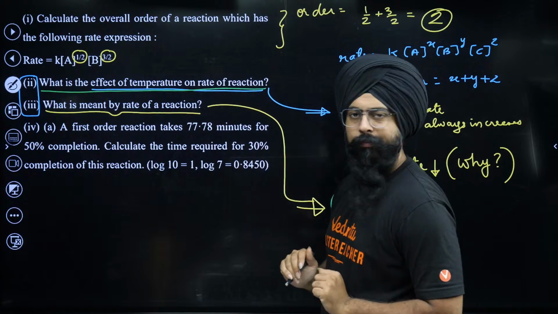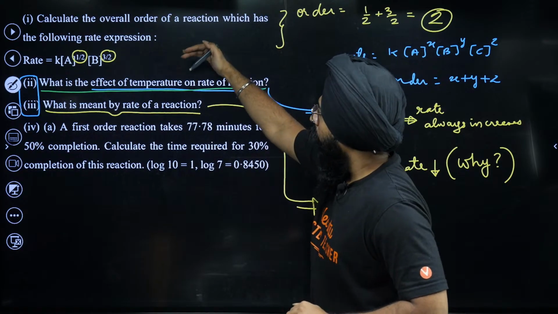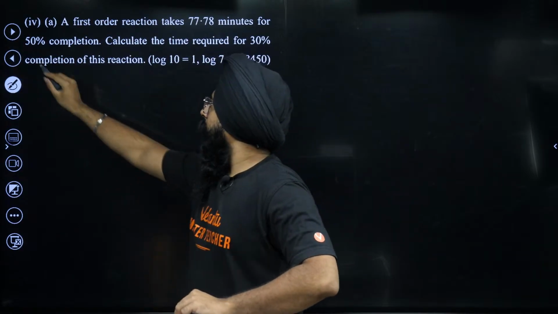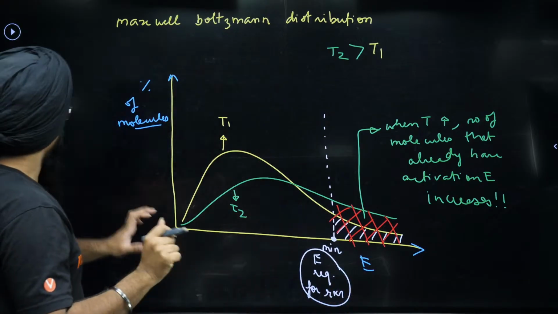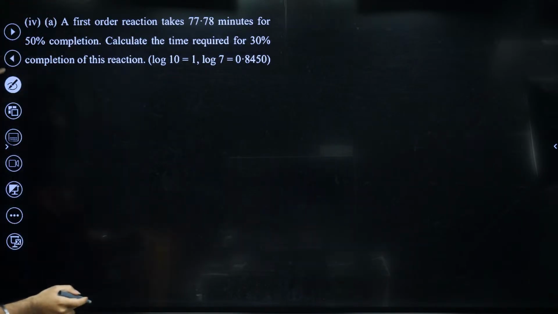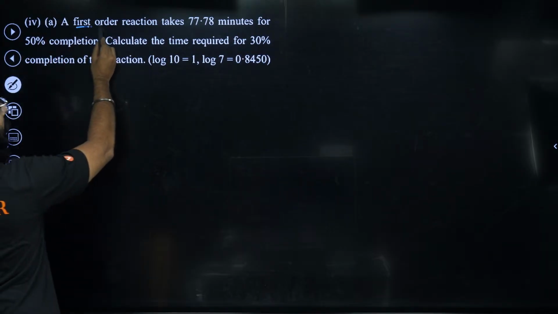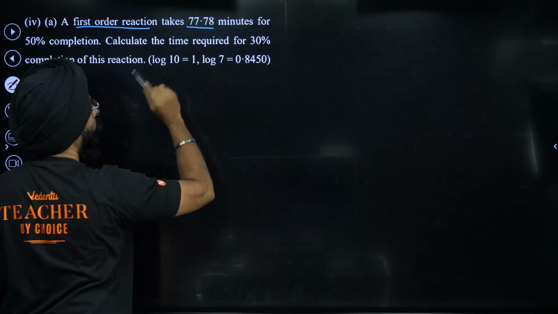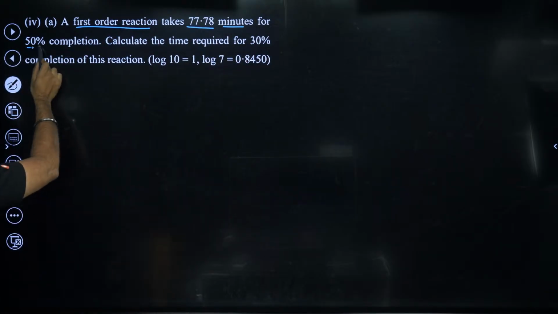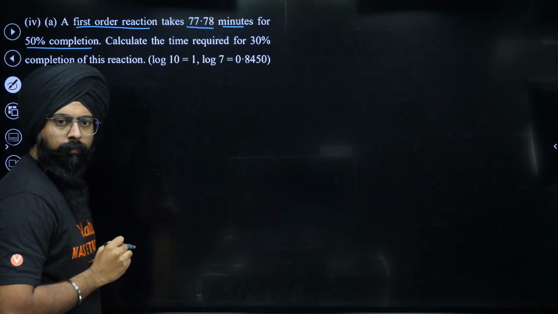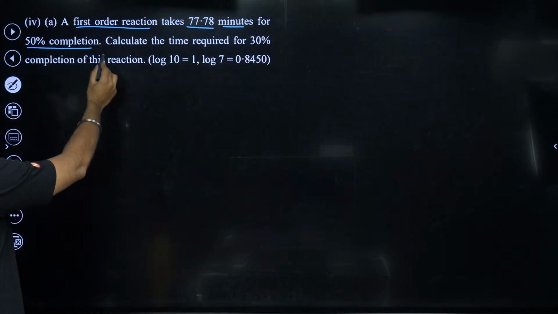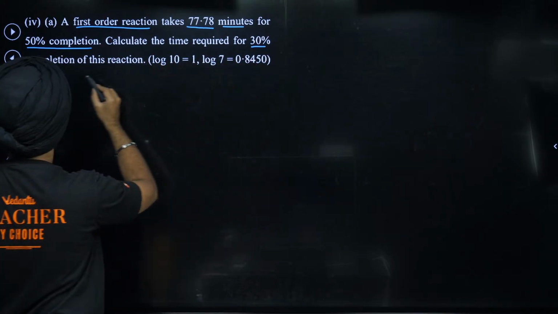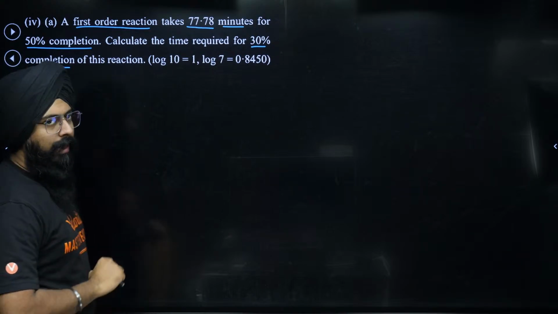And fine. Cool. So the explanation that I've given over here on this particular page, we will use in other questions also. So wait for those questions, but before that, let's solve this particular question. A first order reaction takes 77.78 minutes for 50% completion. Half-life is given to you. 50% completion means half-life. Calculate the time required for 30% completion of this reaction.